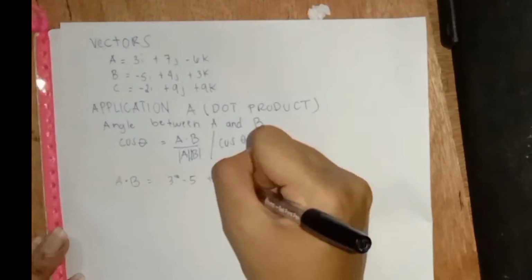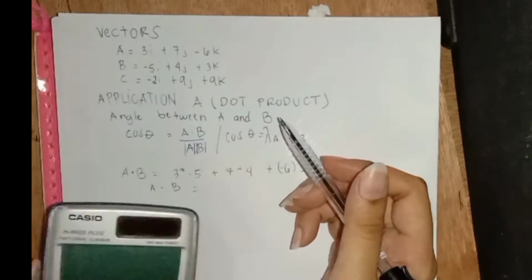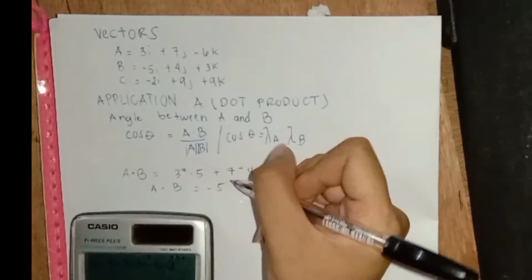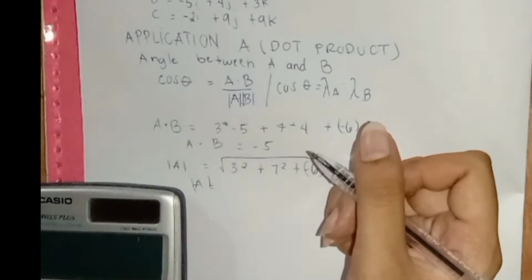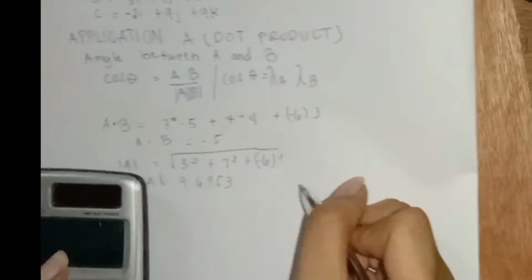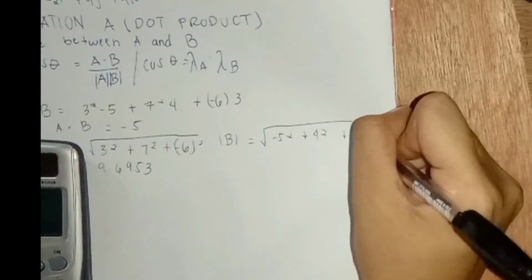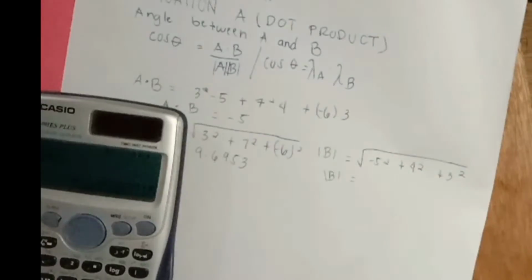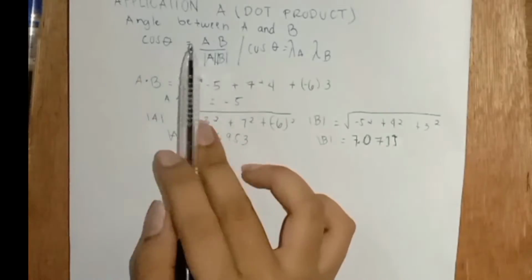So to get the dot product of vector A and B, just multiply the components, and now we have the scalar of negative 5. And for the magnitudes of vectors A and B, just square the components. For vector A, we get 9.6954. And for the magnitude of vector B, just square it and put it on the calculator, and then we have the magnitude of 7.0711.